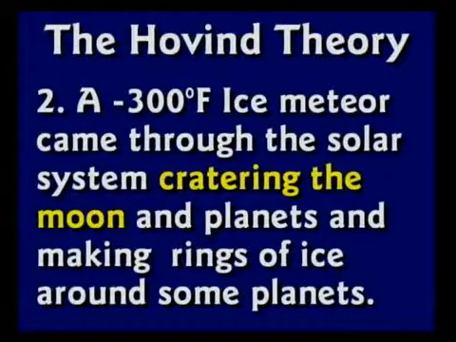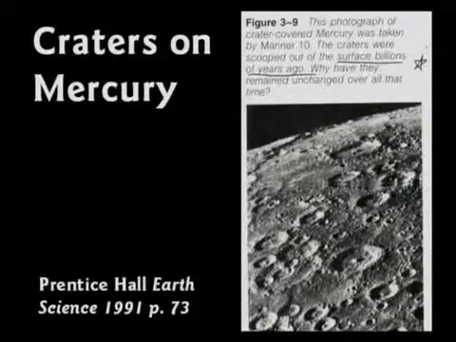Okay. Second thing that happened, a 300-degree below zero Fahrenheit meteor, this is the Van Mahoven theory, came plowing through space and cratered the moon and the planets and made some rings around some of the other planets. Some planets have ice rings around them. Mercury has a lot of craters. It looks like something hit and made a hole, but we don't know what hit. Nobody sees the moon, for instance, get hit by anything, and yet the moon has lots of huge craters in it. What happened? If a chunk of ice hit it, it would make the crater and then melt away.